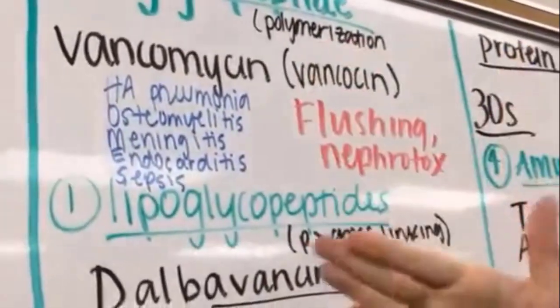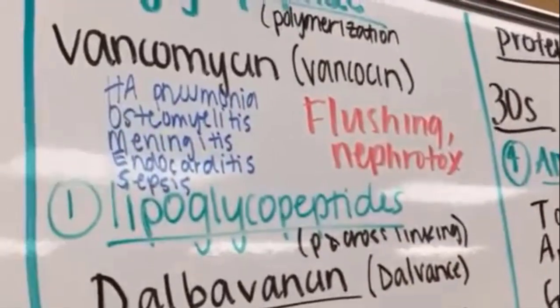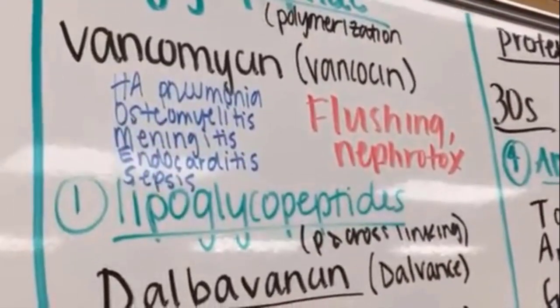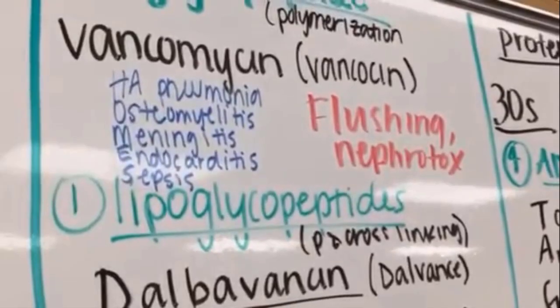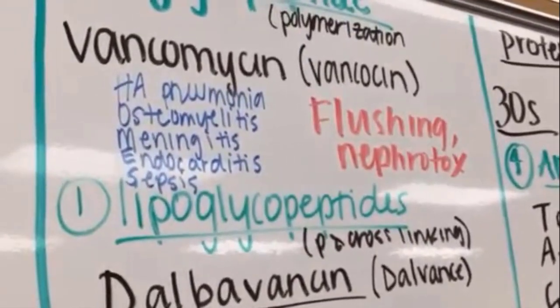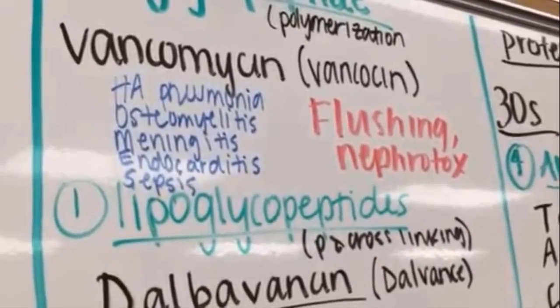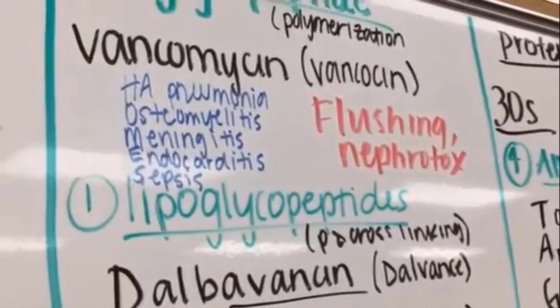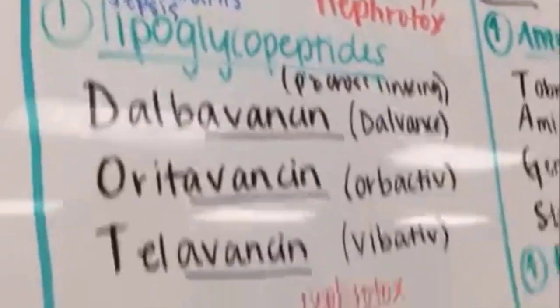And I like to think of the HOMES acronym. So it starts out with H is for healthcare acquired pneumonia, O is going to be for osteomyelitis, M is going to be meningitis, E is endocarditis, and S is for sepsis. So that's going to be the indications for first line for vanco.